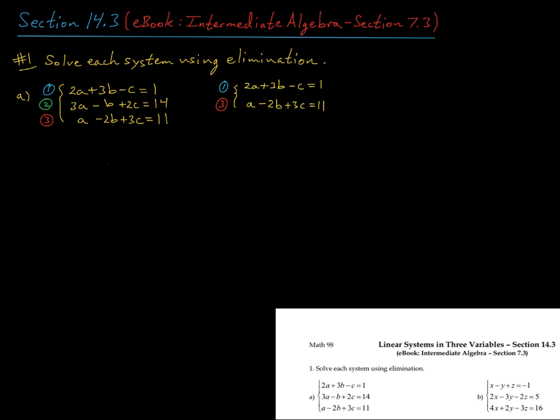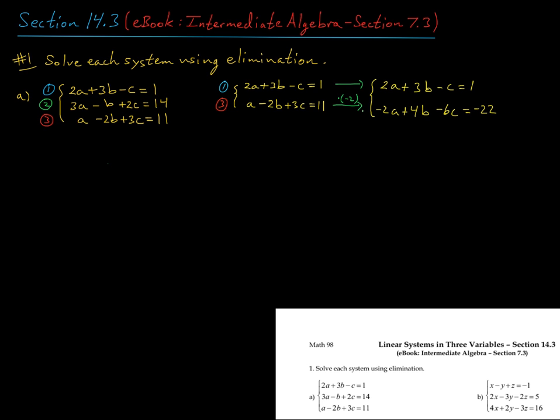Okay, so let's go ahead and start out with that. So we'll label these equations 1, 2, and 3. So I'm going to use equation 1 and equation 3, and I'm going to choose to eliminate the variable a. So we're going to do that by multiplying equation 3 by -2. I'm going to leave equation 1 alone. So I have 2a plus 3b minus c is equal to 1. And then I have -2a plus 4b minus 6c is equal to -22.